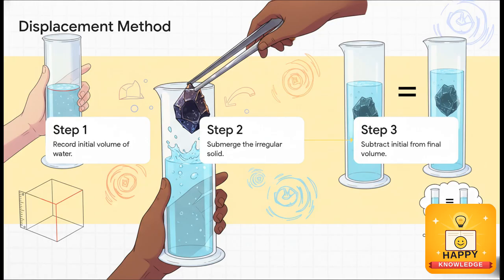First, you record the exact initial volume of water in a cylinder. Second, carefully submerge your irregular object. And third, measure the new, higher water level and just subtract your starting number.